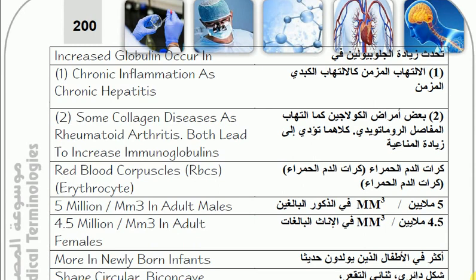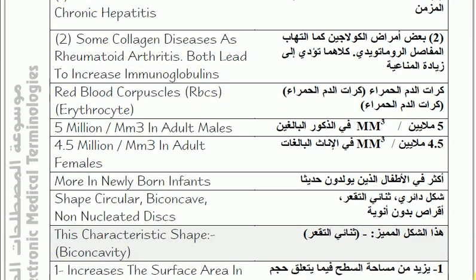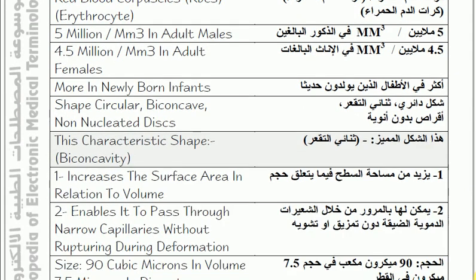Red blood corpuscles, RBCs, erythrocytes. Count: 5 million per cubic millimeter in adult males, 4.5 million per cubic millimeter in adult females, and more in newly born infants. Shape: circular biconcave, non-nucleated discs.